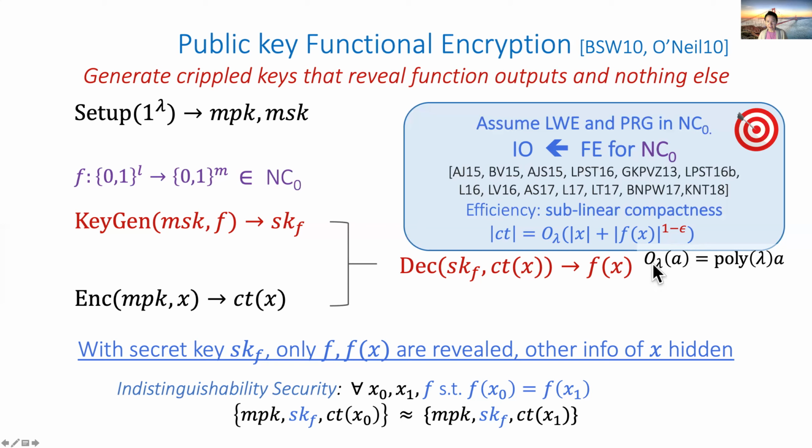Note that here I am using this slightly weird big O notation, which has a lambda as a subscript. What it means is that not only will we ignore constant factors, we will also ignore polynomial factors in the security parameter lambda. So for the rest of my part of the talk, we're going to focus on constructing functional encryption for NC0. This is now our target because we know it is powerful enough to imply I/O.